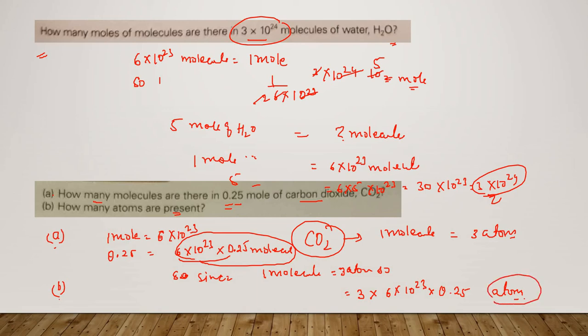Whenever such a question is asked, always try to figure out the number of molecules, because if you know the number of molecules, you can figure out how many atoms overall. Based on the formula, you can tell how many atoms there are, and you just multiply it.